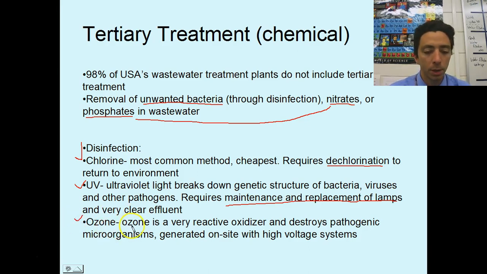The third step is ozone. Ozone is a very reactive oxidizer, and it'll destroy the microorganisms, and we can generate it on site using oxygen in the air and high voltage systems. The nice thing with ozone is that unlike chlorine, there are no tanks of ozone sitting around. We generate it as we need it, and so we get a constant supply without storing a hazardous chemical. Those chlorine tanks sit on the property, they could rupture and leak and cause environmental disasters. Ozone costs more, though, because you need money to generate that high voltage system, so there are trade-offs one way or another there.